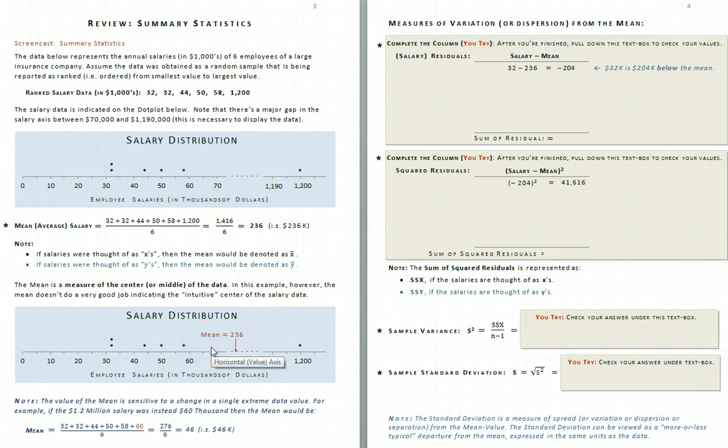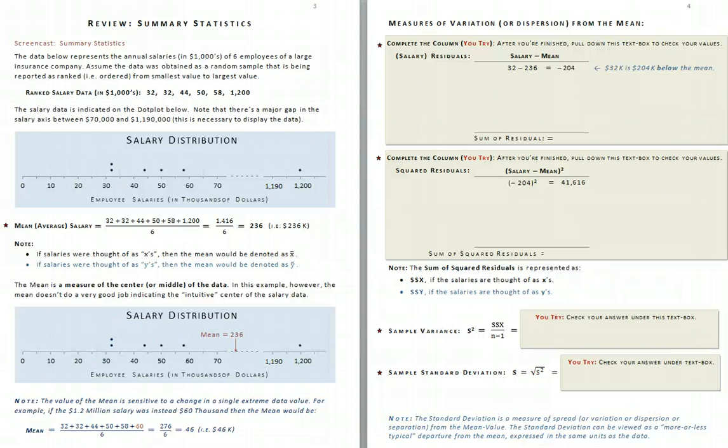The mean is sensitive to a change in one extreme value. For example, if the $1.2 million salary was instead $60,000, the mean would become $46,000. On the next page, we discuss measures of variation from the mean.